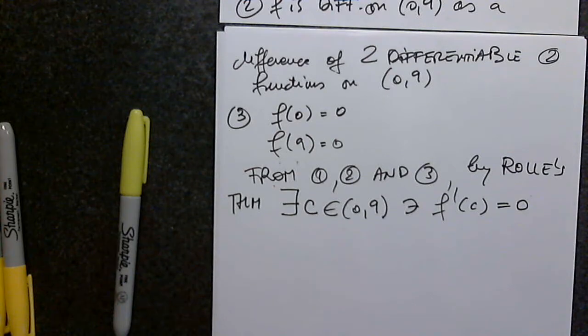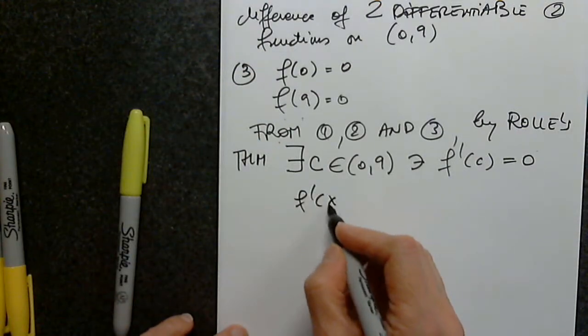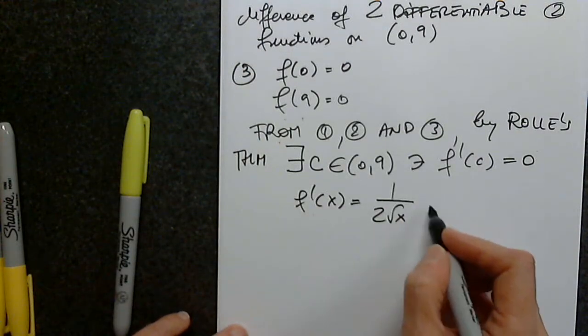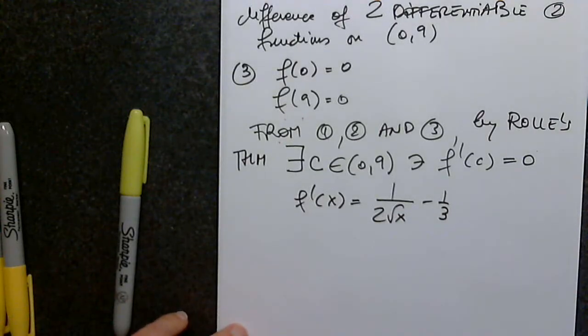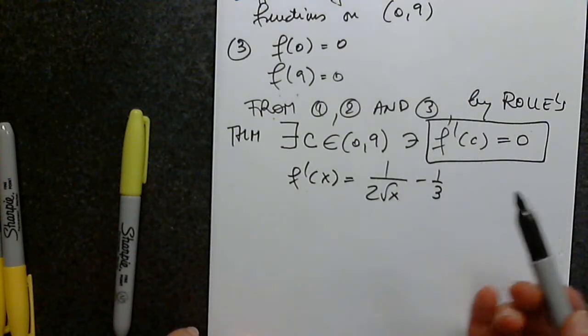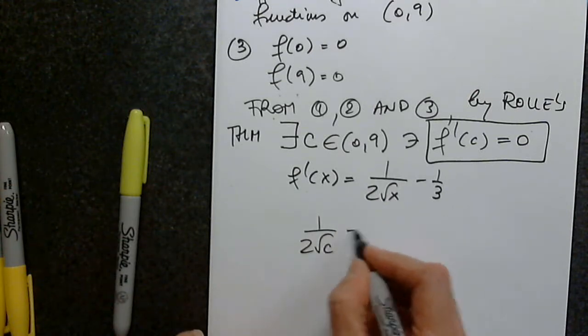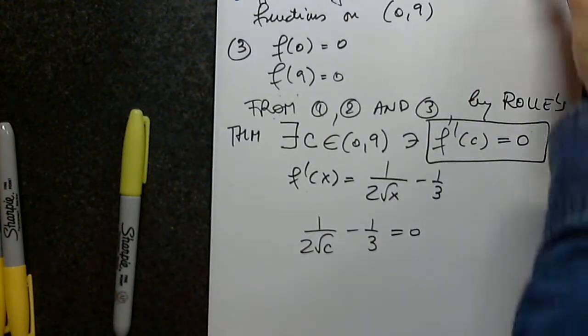So by 1, 2, and 3, and by Rolle's theorem, I will find at least one point where the function turns. In other words, it has f prime 0. Now I have to find f prime of x, which is 1 over 2 the square root of x minus 1/3. Then I have to create this function in which I replace x by c. So 1 over 2 the square root of c minus 1/3 equals 0.